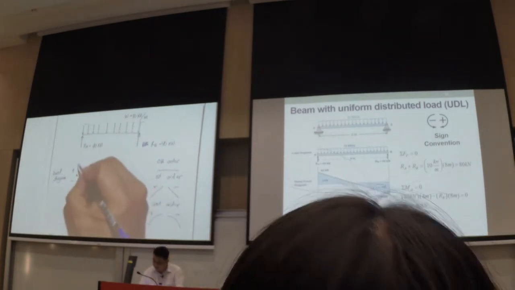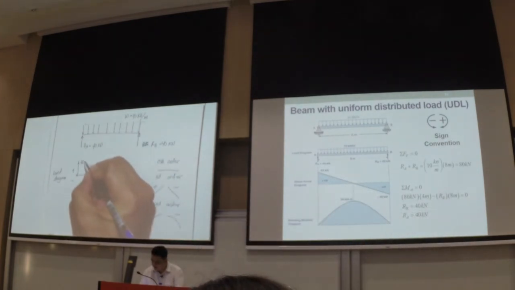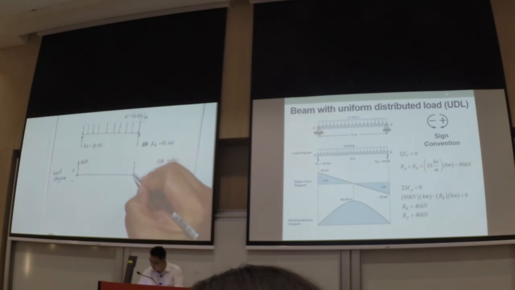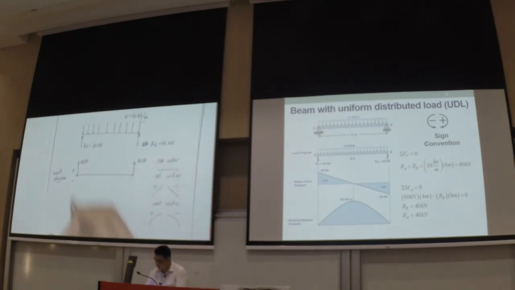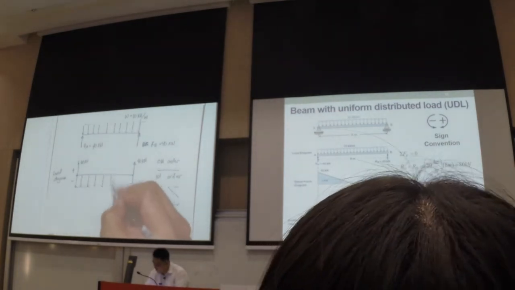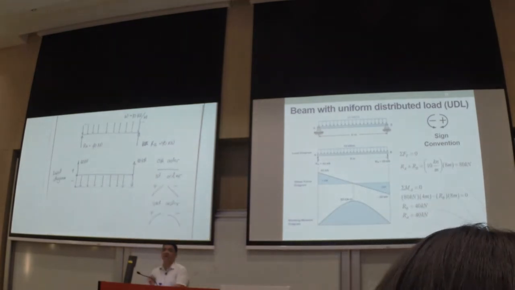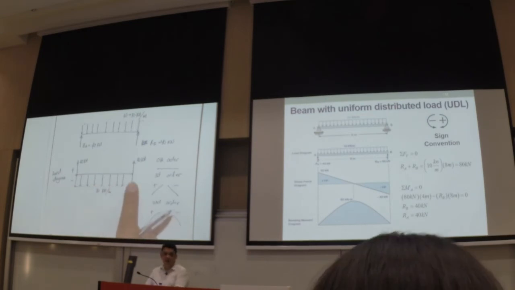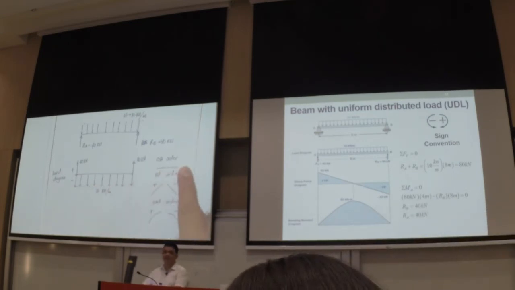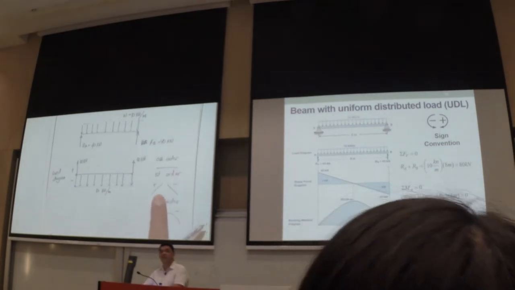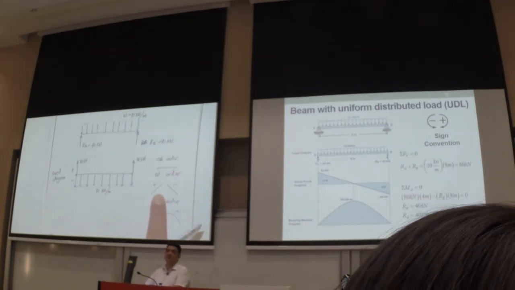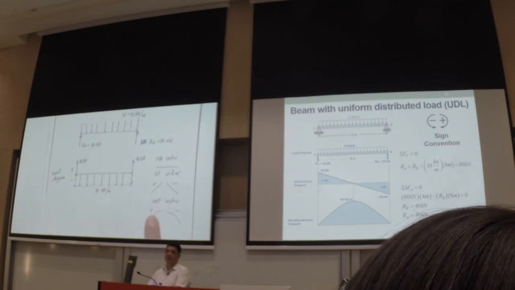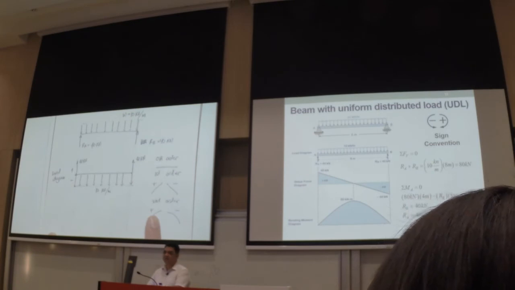We have RA, that will be 40 kilonewtons, and we have RB to be the same, 40 kilonewtons, and we have our UDL, uniform distributed loading, going down. There you go, and this one will be 10 kilonewton per meter. Now take note, at the load itself, you have a zeroth order. So your shear force diagram will be a first order, and your moment diagram will be the second order. Okay?